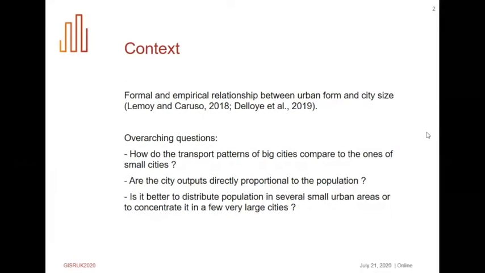So the general philosophy behind this research and behind most of the urban scaling literature in general is to understand which kinds of urban forms and which size of cities are resulting in which kind of transport-related outputs. So is it more efficient in terms of the travel characteristics and the related impacts, like pollution exposure, for example, to distribute the population in several small urban areas, or to concentrate it in a very few, very large cities? So this is the question of agglomeration effect, the economies or diseconomies of scale.